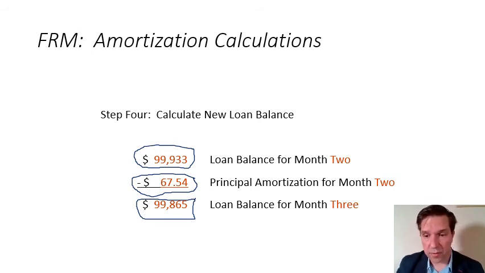$99,865, again with rounding. Okay, in Excel, don't round anything, just point to the previous cell, and that will carry over all the decimal places that Excel is capable of making calculations with.